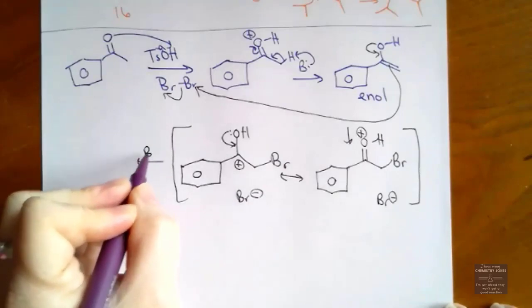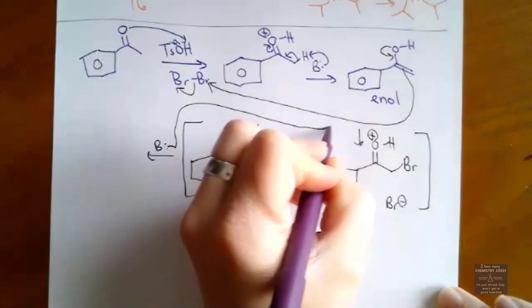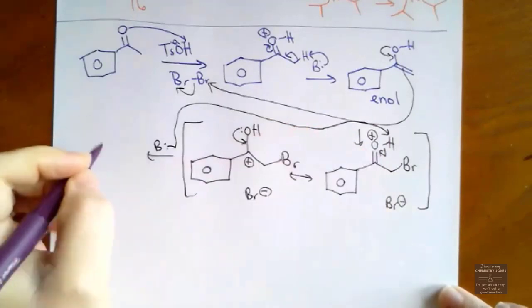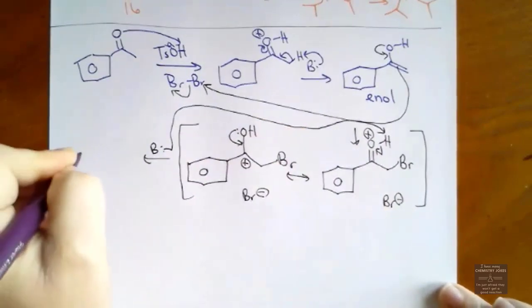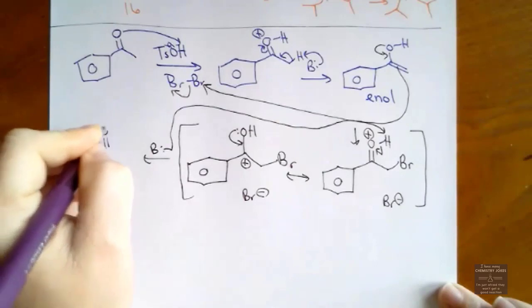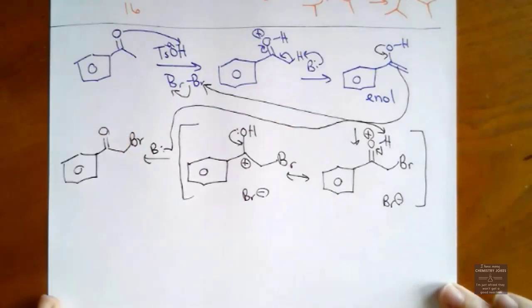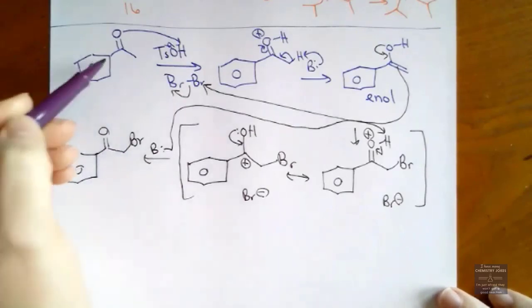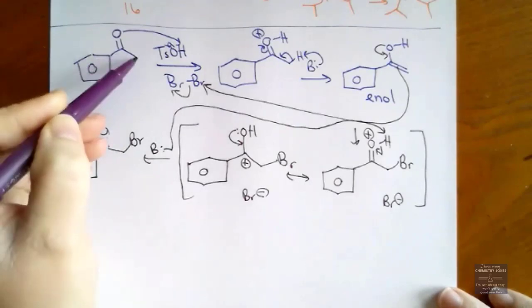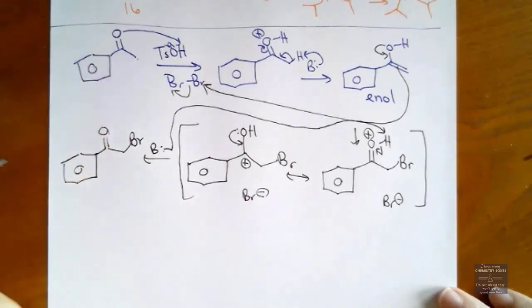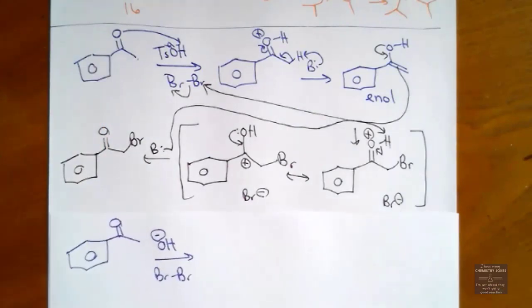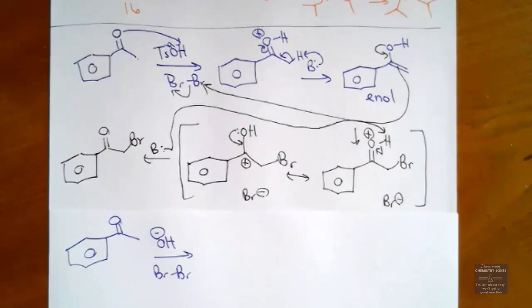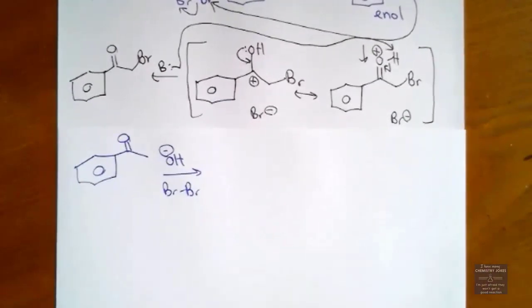And then some base cleans up. It may be bromide. It may be the solvent. Who knows? Some base cleans up. And we get here. Ta-da! Alpha halogenation. Remember the notes said in acid, one alpha hydrogen is replaced. We didn't have any alpha hydrogens on this side. That's how I knew I needed to replace over here. But only one gets replaced in acid. In base, the story's a little different. So let's draw this one in base.